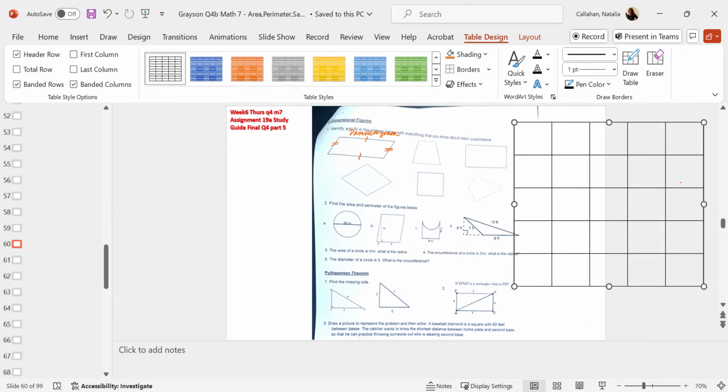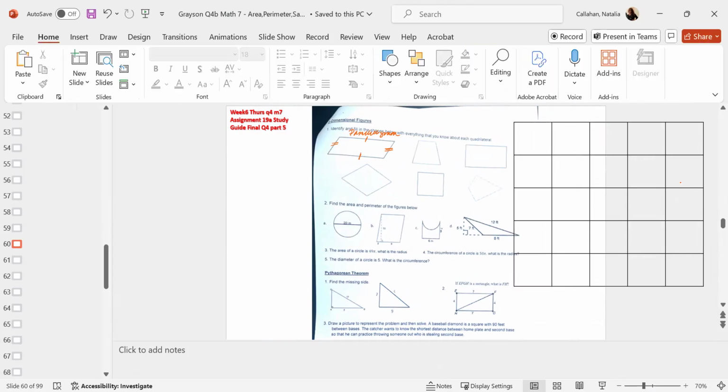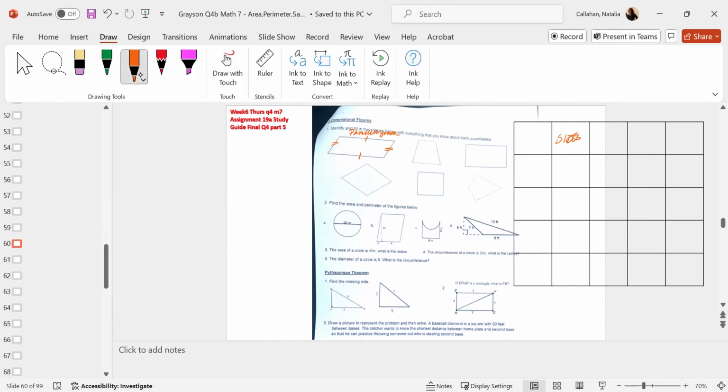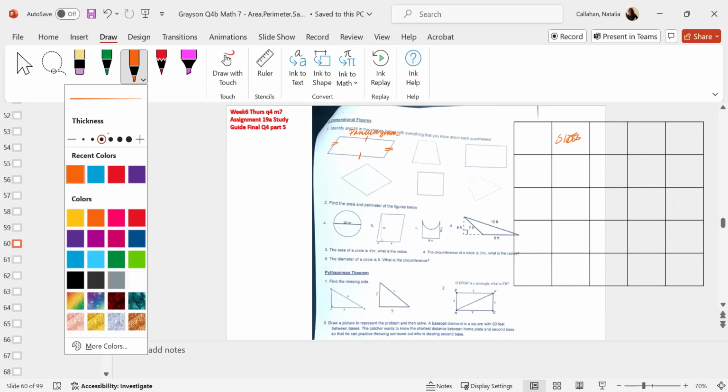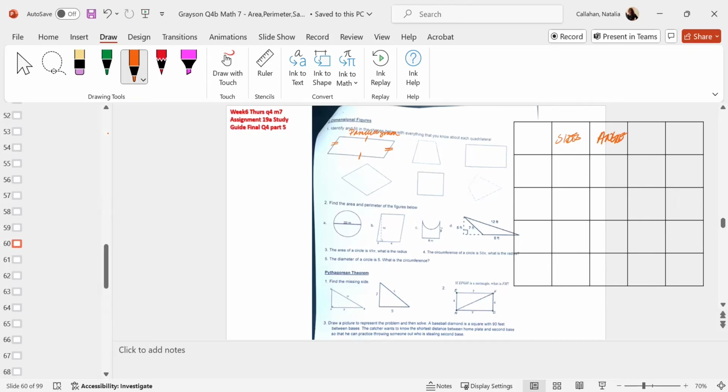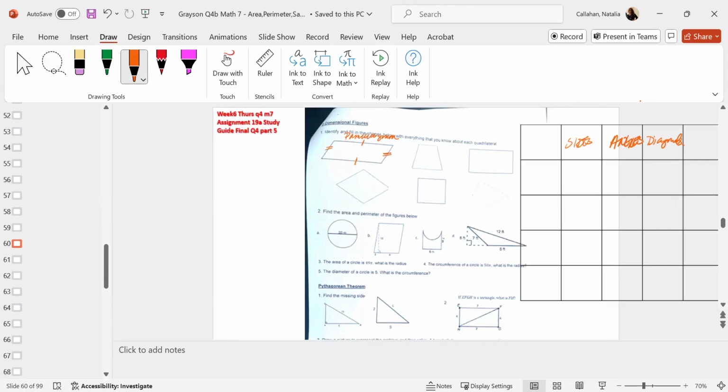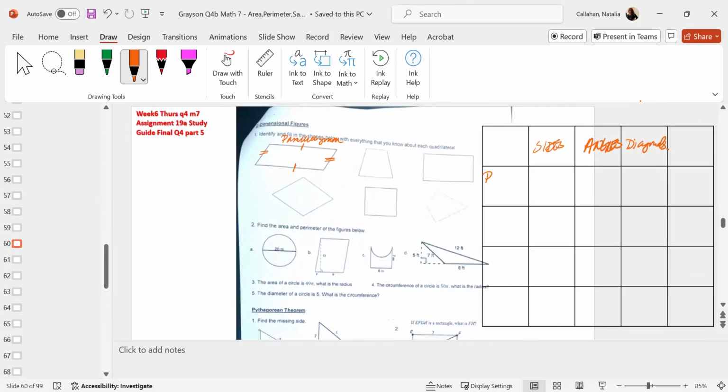All right. So we have sides. We have angles. We have diagonals, right? I think that's all we have right now. So the first one they have is a parallelogram.